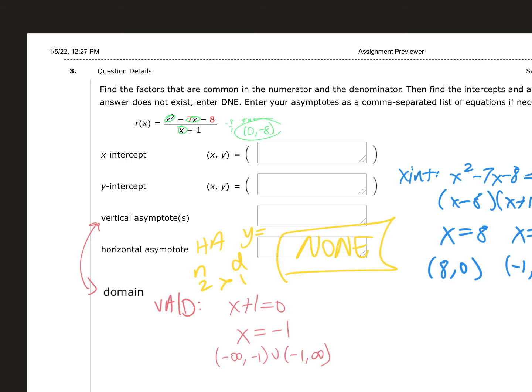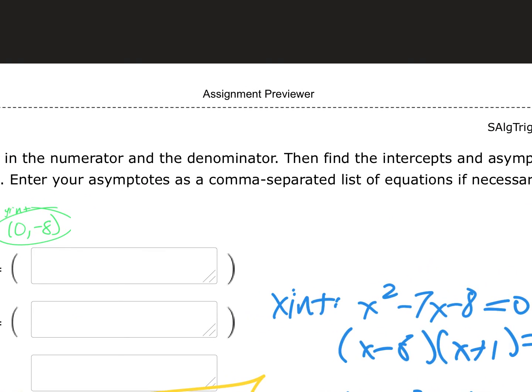If you have just a constant in the numerator, say you had 6 over x plus 3, you do have an x in the numerator. It's just x to the 0 power. So your degree for the numerator would be 0, and your degree for the denominator would be 1. In this case, it's less than, right? So this would be y equals 0. It's when it's greater than, it's none.